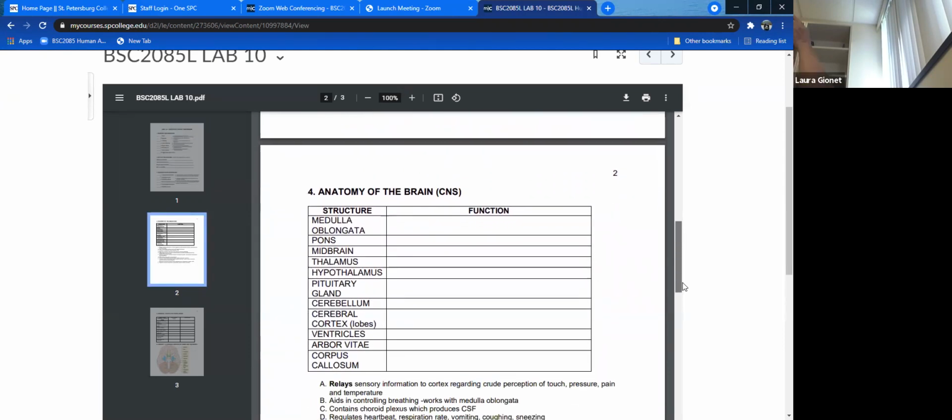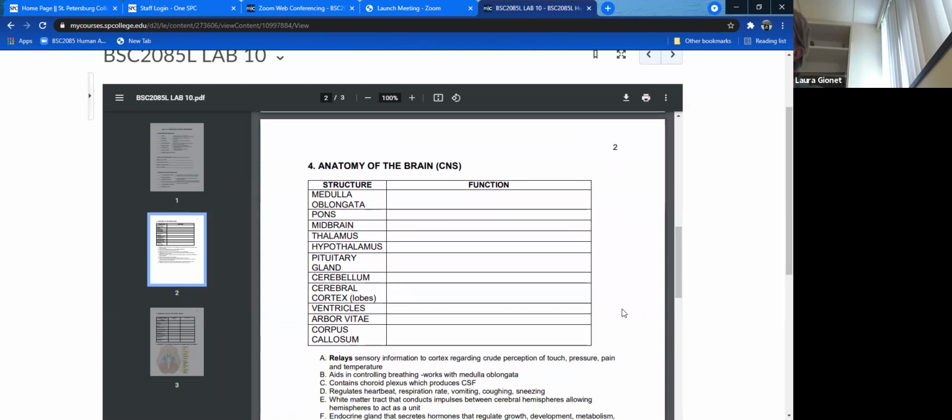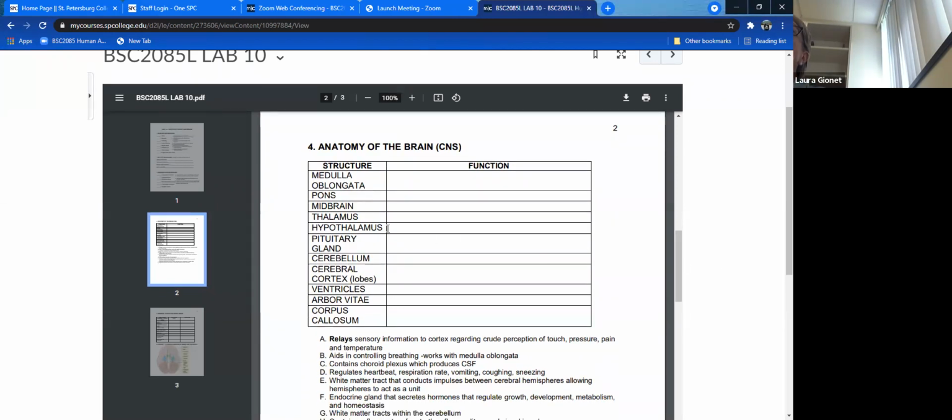Okay, then we move on to the brain. And this is where we start looking at some of the regions of the brain, and putting some functions associated with them. We'll identify these regions on the models when we look at the different images, but the ones you have to know are the medulla oblongata, pons, midbrain, which is all part of the brain stem. You have the thalamus and hypothalamus, which are technically part of the diencephalon, your pituitary gland, the cerebellum, the cerebral cortex, and their lobes. So that gets divided into lobes.